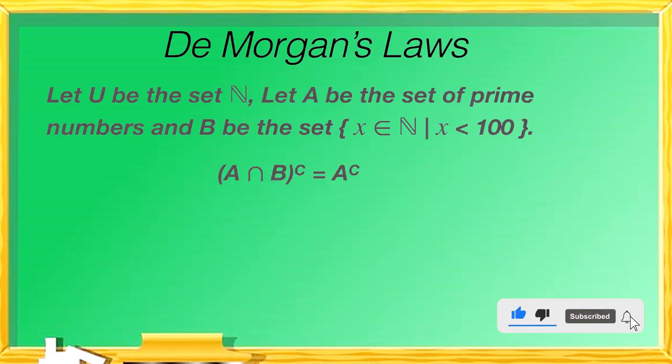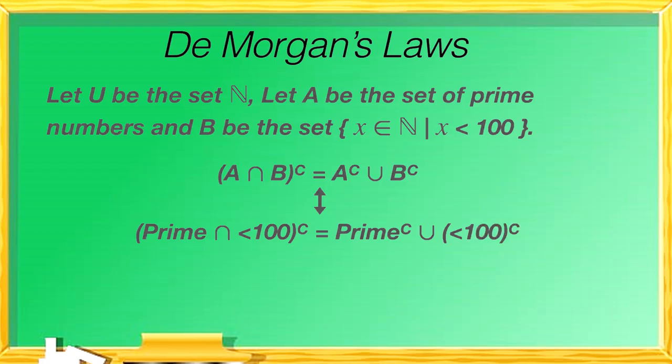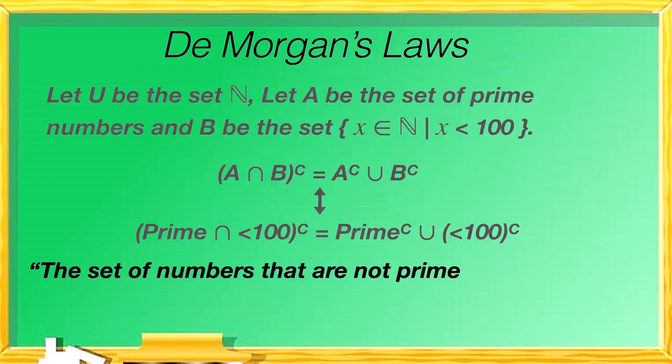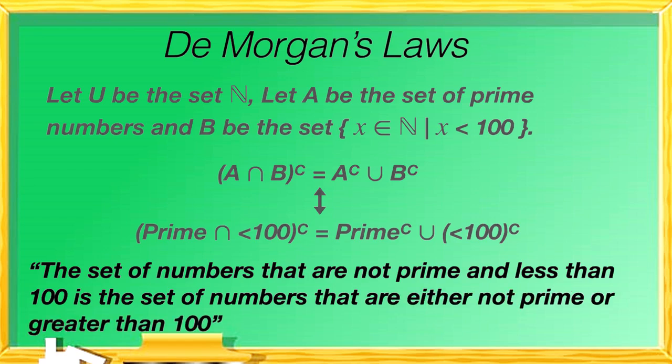Using De Morgan's law, we get that the complement of prime and less than 100 is equal to the complement of prime or the complement of less than 100. Remember, the complement is like changing true to not true, and so we get that the set of numbers that are not (prime and less than 100) is the set of numbers that are either not prime or greater than 100. Notice that we're allowing numbers greater than 100, but only those that are not prime.